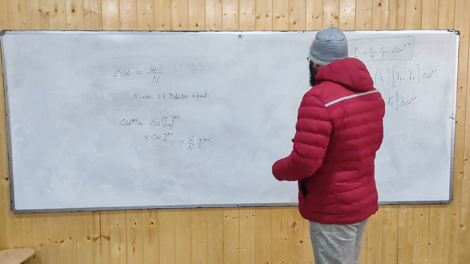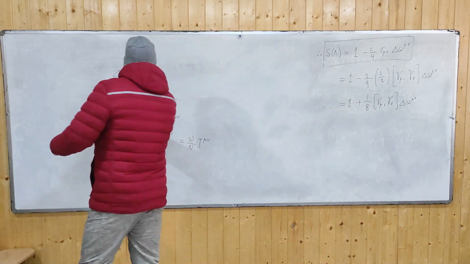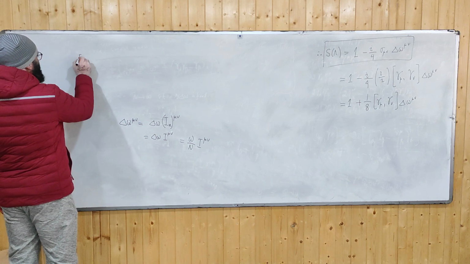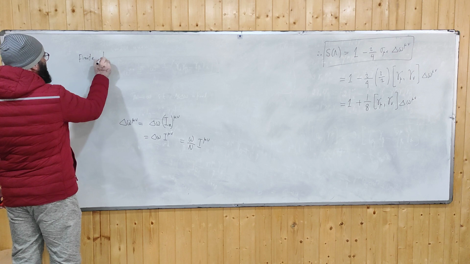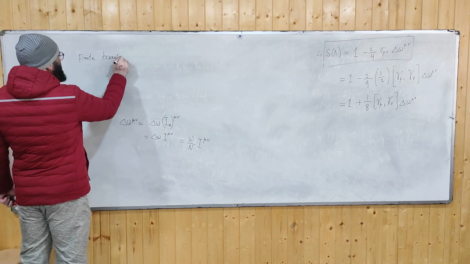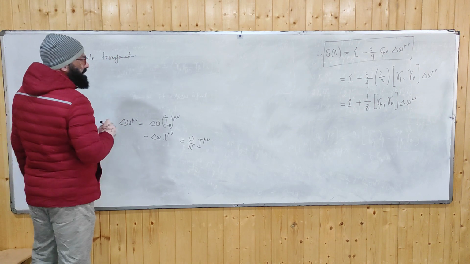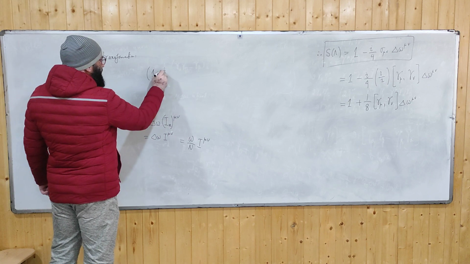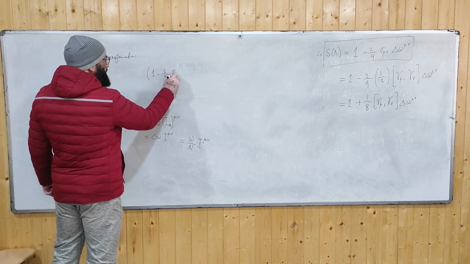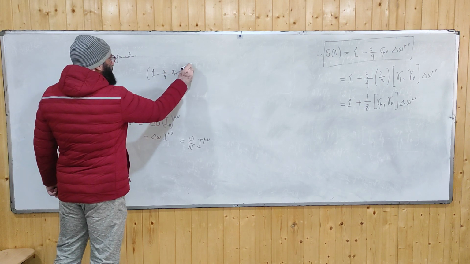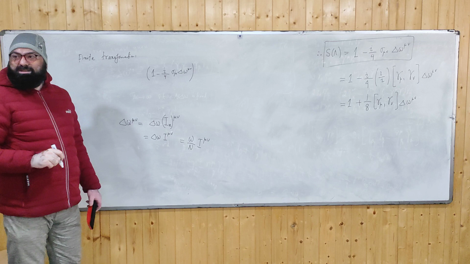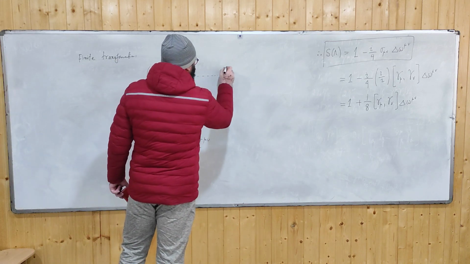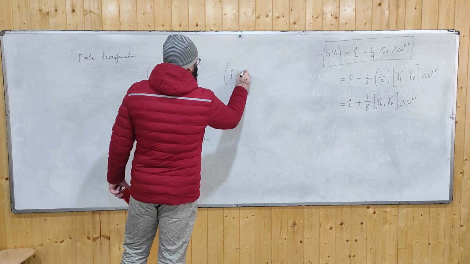So how to do now the finite transformation? Okay. So finite transformation means, okay, let's take the finite transformation. Okay. So how to do it? You apply, let's say, 1 minus i by 4 sigma mu nu delta omega mu nu. Okay. How many times? n times. Clear? So that means you are taking this object.